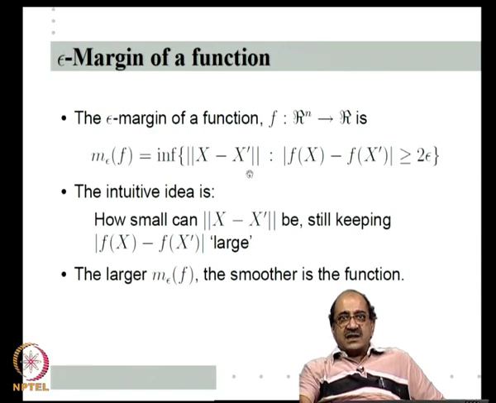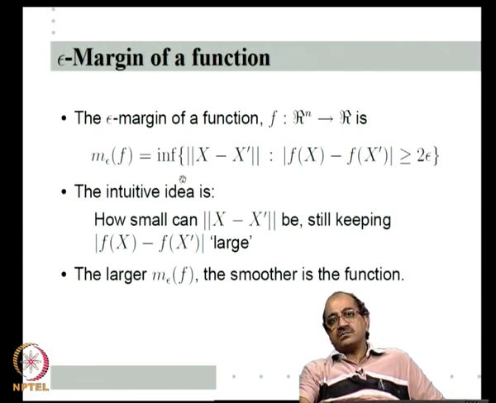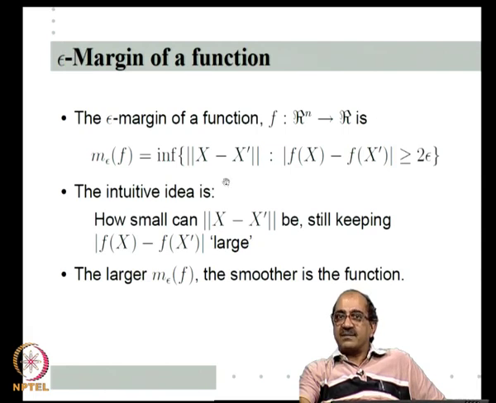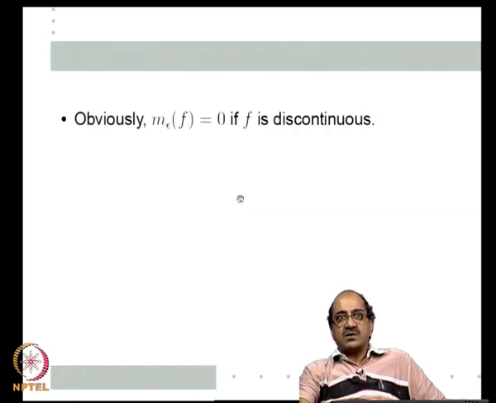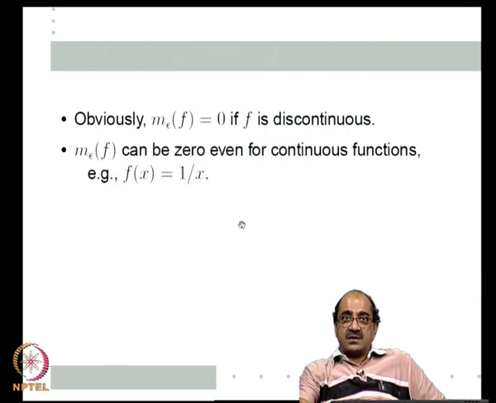Now, it is easy to see that if f is discontinuous, then the epsilon margin will be 0, because at the point of discontinuity, no matter how small I make ||x - x'||, |f(x) - f(x')| can still be greater than 2 epsilon, because it is strictly greater than 0. So, there will be an epsilon such that this is always greater than 2 epsilon, no matter how small I make ||x - x'||. So, the epsilon margin is 0 if the function is discontinuous.